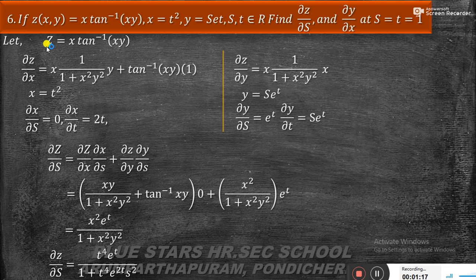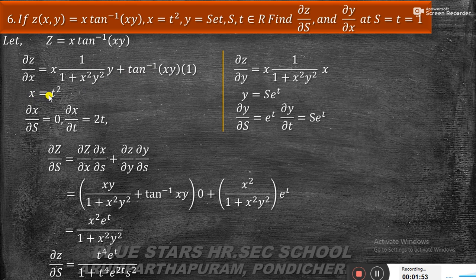So first I write the given function z equals x tan inverse xy. Next ∂z/∂x, means we differentiate with respect to x. The derivative of tan inverse is 1 by 1 plus x square y square, into the derivative of xy, which with respect to x is y. So plus tan inverse xy into the derivative of x, which is 1. So the next step: this is x into 1 by 1 plus x square y square, that means xy by 1 plus x square y square plus tan inverse xy.